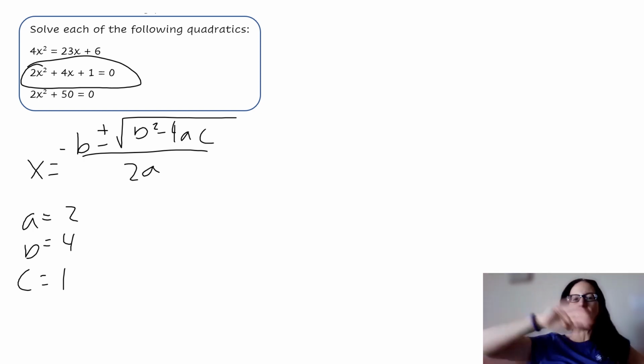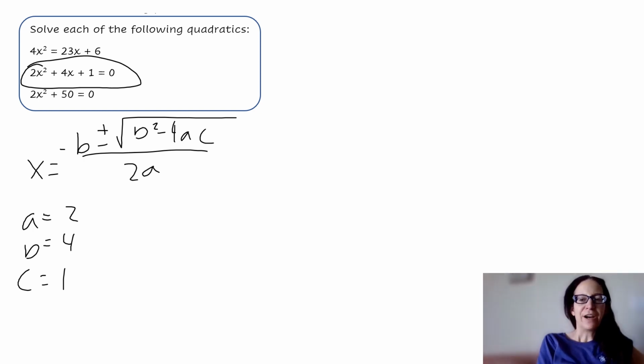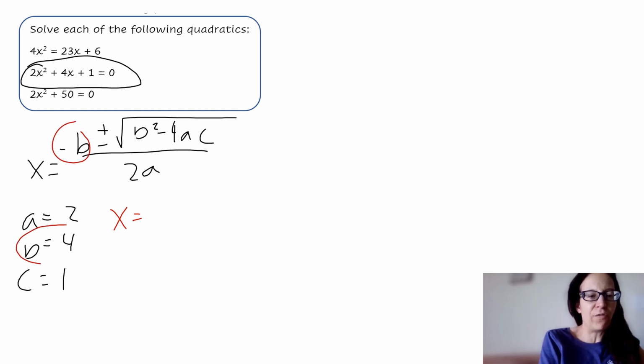A, B, and C are only numbers. They are only ever numbers. You will never, ever, ever see an X floating around inside with those A's, B's, and C's in the quadratic formula, okay? No, never. Now, once you identify A, B, and C, then it's just a matter of plugging them in. So we have X is equal to the opposite of B. Well, if B is positive 4, then the opposite of positive 4 is negative 4.